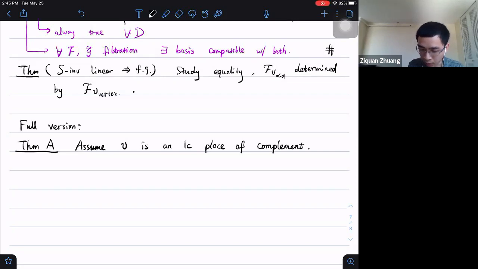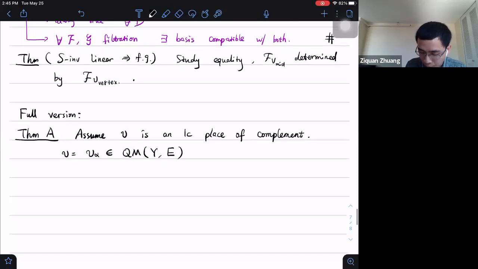And so I adopt the previous notation. So V is going to be V alpha on some log resolution and some simple normal crossing divisor. Okay, so it's a quasi-monomial valuation like this. So then the following are equivalent.